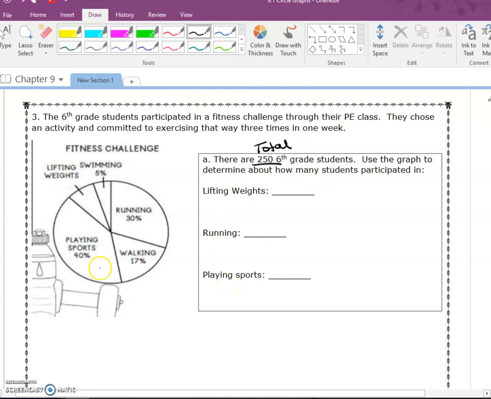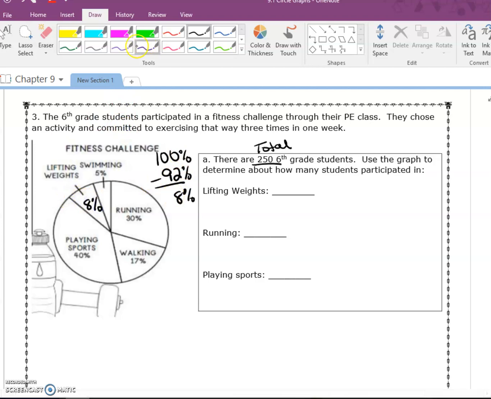So if I look here, I'm actually missing lifting weights as a percentage. So I would add those up. So I have 70, 87 plus 5 is 92. So then 100% minus 92 is 8%. So then that would be for lifting weights.